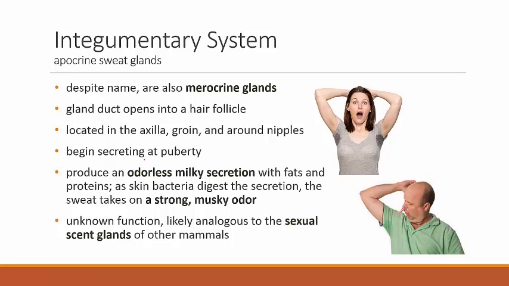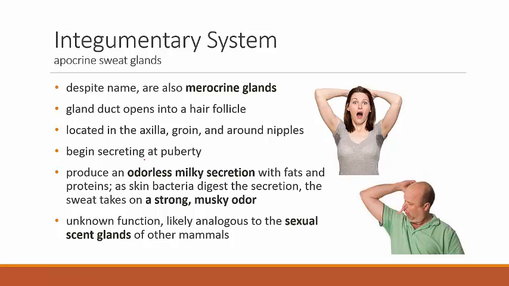So this is the gland that turns our delightful little 9-year-olds into stinky little preteens. The secretion itself is odorless, but it has lots of fats and proteins and sugars in it. And as skin bacteria begin to digest the fats and proteins and sugars in this sweat secretion, it's the bacteria that produce the smell molecules that give sweat that musky, strong smell that we associate with it.